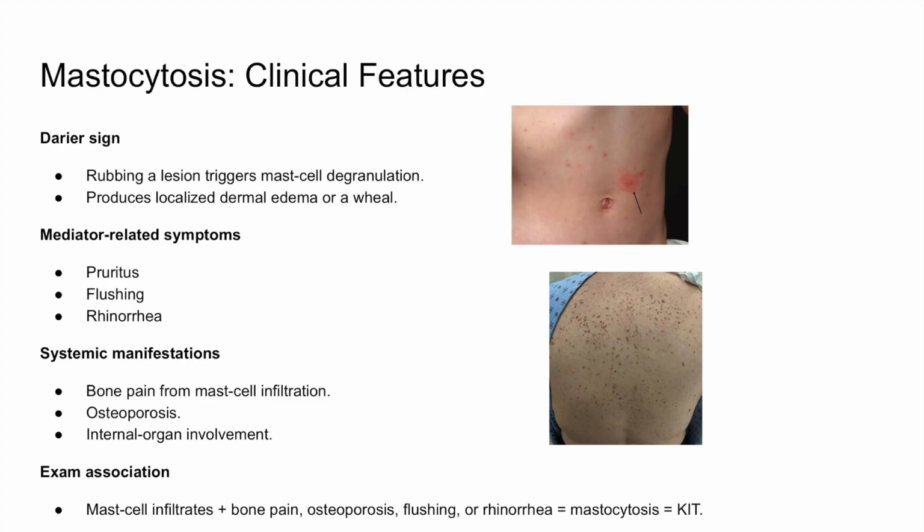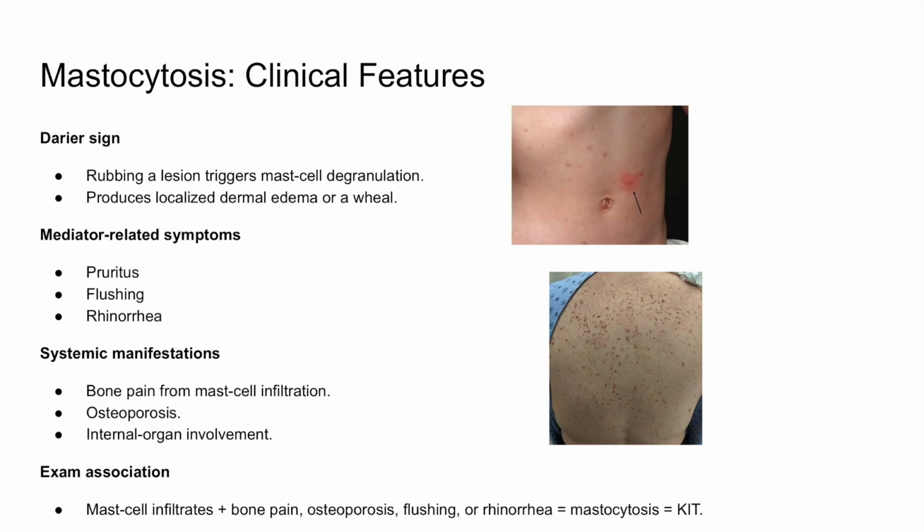evaluate suspected systemic disease. And so for an exam question, connect brown skin lesions that become swollen when rubbed with mastocytosis, and connect systemic symptoms such as flushing, GI complaints, and bone pain with mast cell mediators and activating KIT mutation.